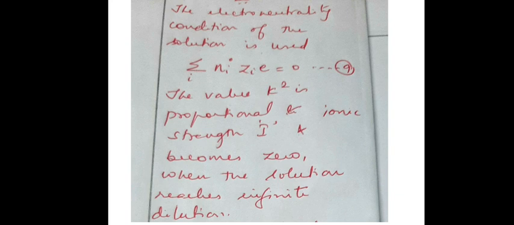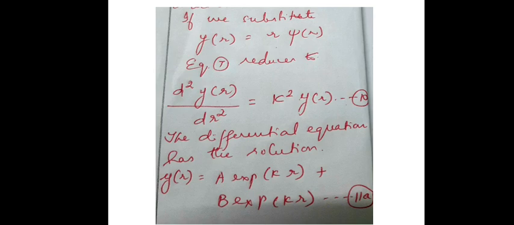The electroneutrality condition of the solution is used. So sigma i Ni naught Zi is equal to 0. The value k square is proportional to the ionic strength and becomes 0 when the solution reaches infinite dilution, which was our last assumption. If we substitute y r is equal to r psi r, equation 7 reduces to d square y r by d r square is equal to kappa square y r. This is equation 10, and the differential equation has the solution y r is equal to a exponential of minus kr plus b exponential of kr.